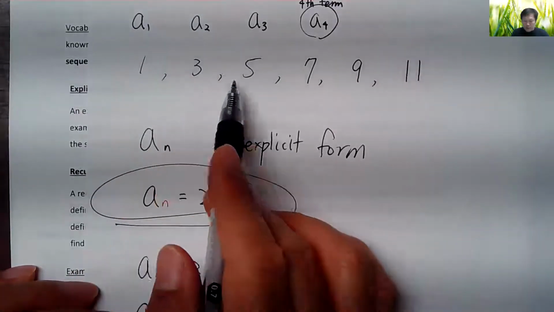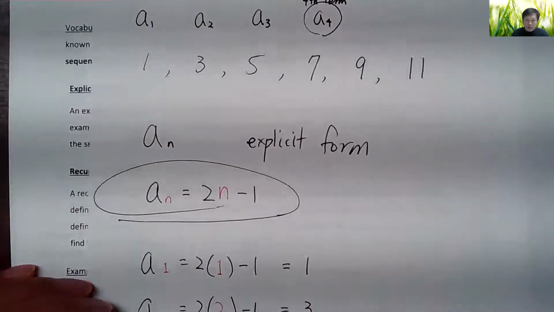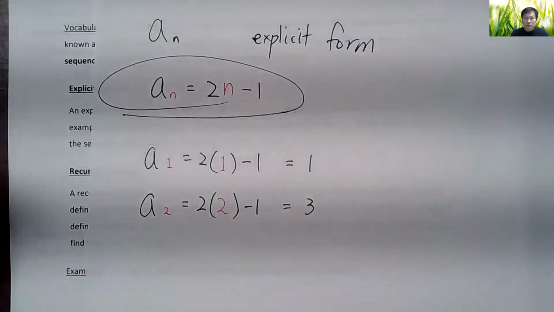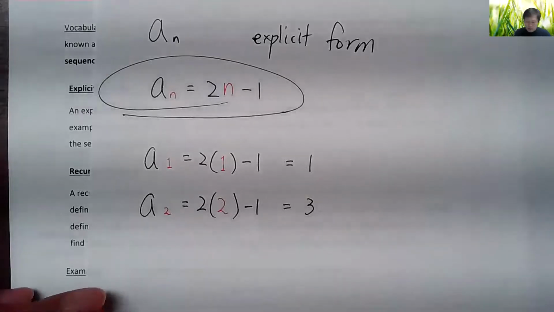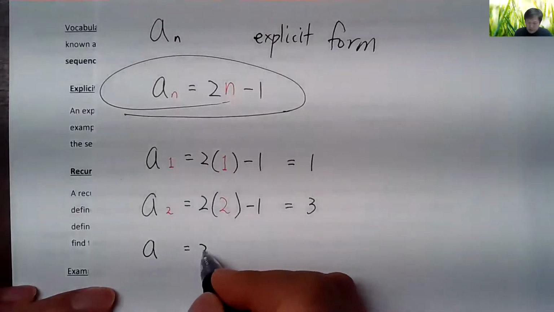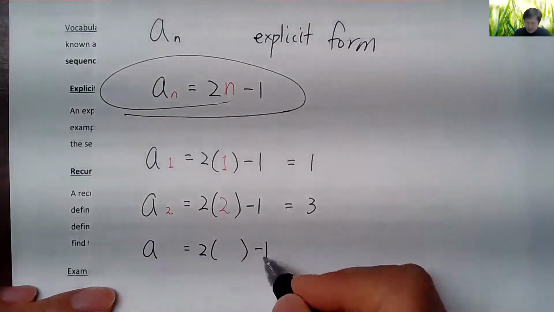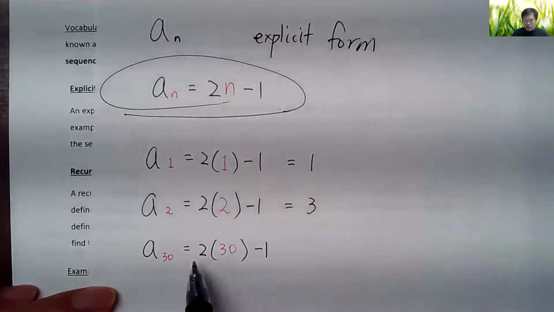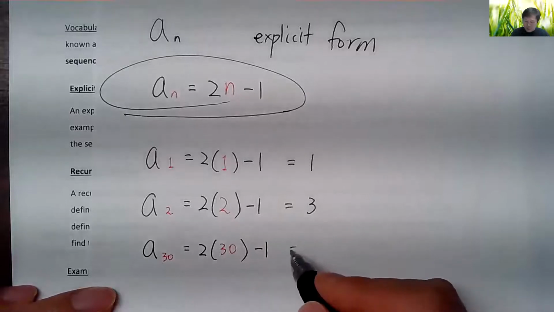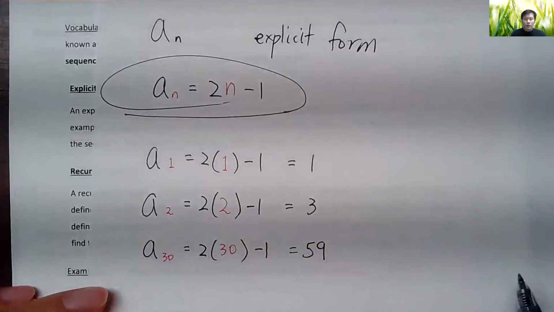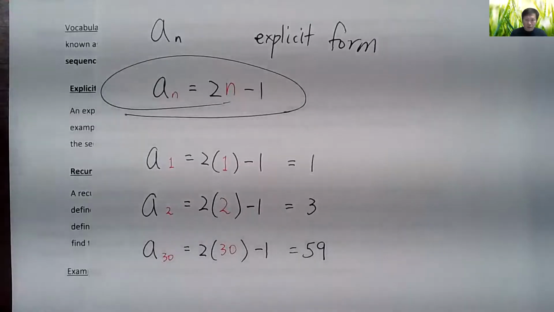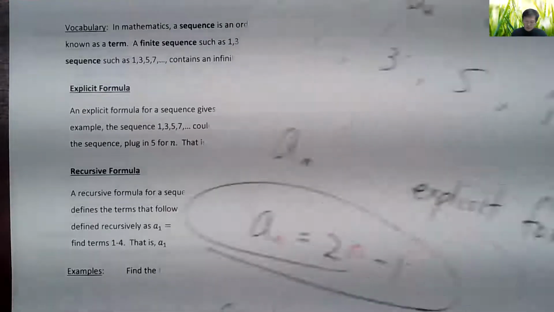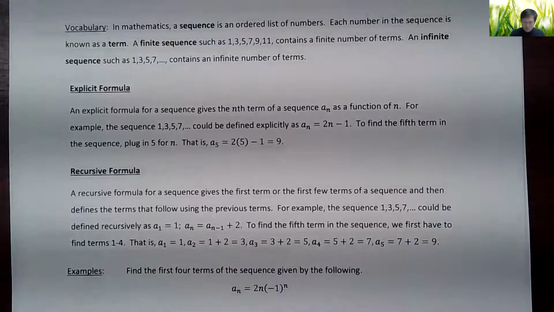We already know the first, second, third, fourth, fifth, and sixth here, but using the explicit form, you can get other terms as well. So if I ask you what is the 30th term, then all you have to do is plug in 30 instead of n. So it should be 2 times 30 becomes 60 minus 1, it should be 59. So for any n value, all you have to do is plug it in here, and you get that term. So that's how you apply the explicit form.